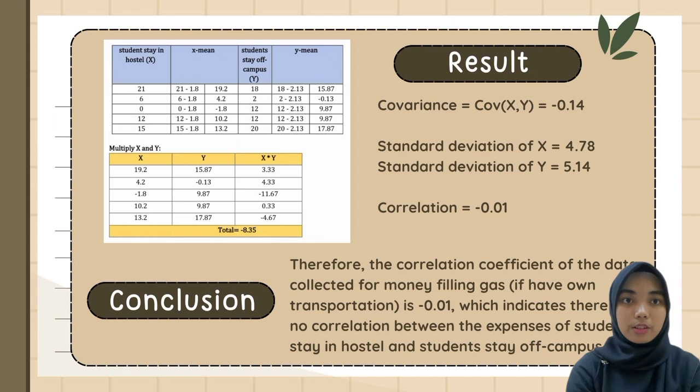Okay, for the conclusion for this question, the correlation coefficient of the data collected for money filling gas if on transportation is negative 0.01, which indicates there's no correlation between the expenses of students who stay in hostel and students who stay off campus. Okay, that's all for me.